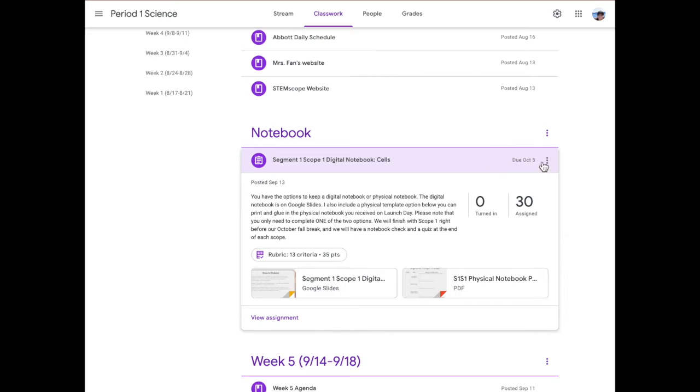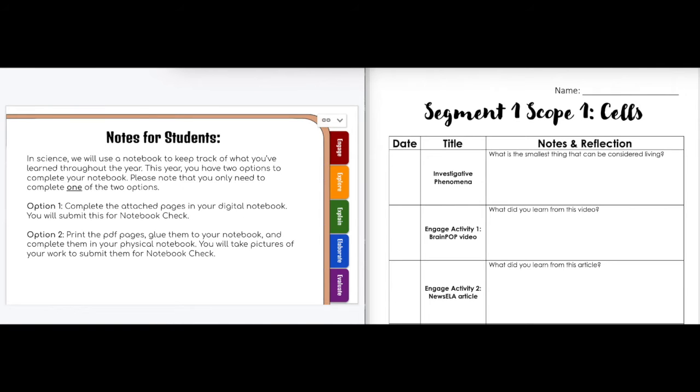Alright, now also notice right here the due date. This is due on October 5th for the odd periods, period 1, 3, 5, and 7, and on October 6th for the even periods, period 4 and period 6. Now let's set up your notebook. On the left is your digital notebook, and on the right is the template of your physical notebook. Let's go to slide 2.